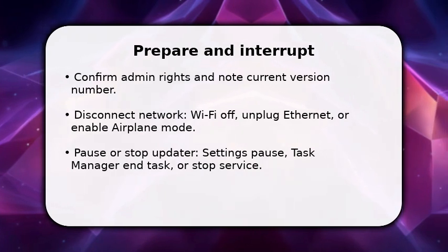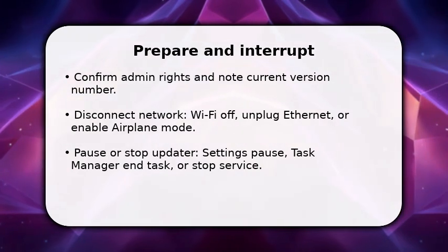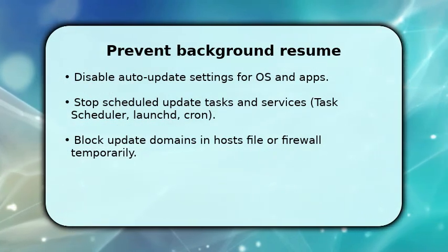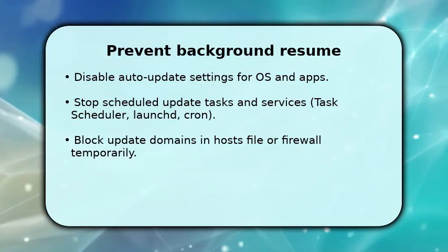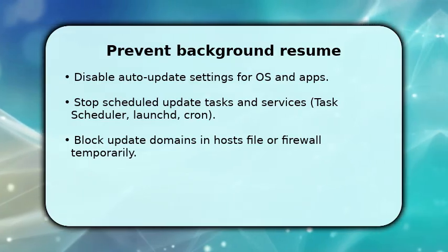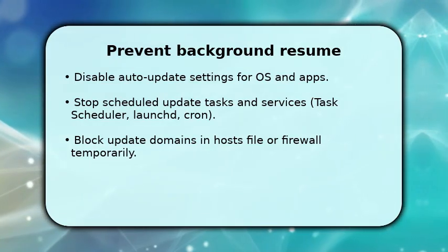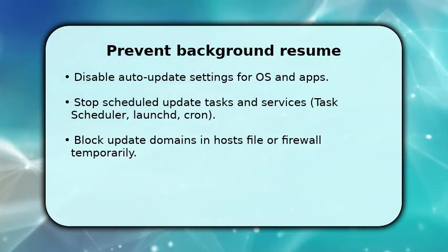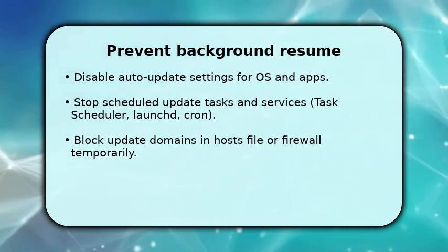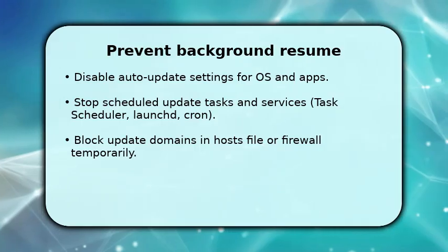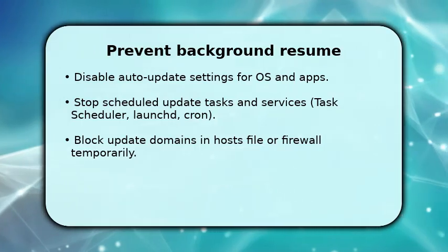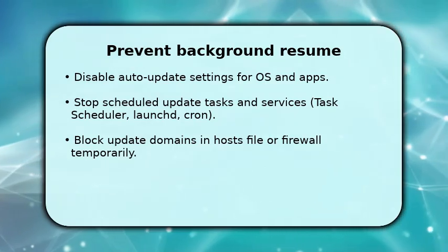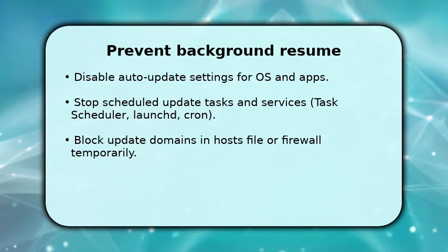Now you lock the system against automatic restart. You disable auto-update switches in System and App Settings, and then remove scheduled tasks that will relaunch installers. For Windows, check Task Scheduler. For Mac OS, inspect Launched Jobs. After that, modify the host's file or use a local firewall to block known update domains so the updater cannot resume. These steps stop the machine from re-downloading components, giving you safe time to plan rollback or manual install without surprise restarts.